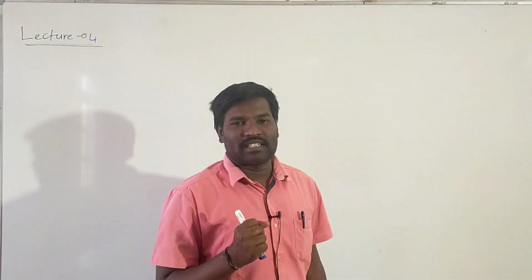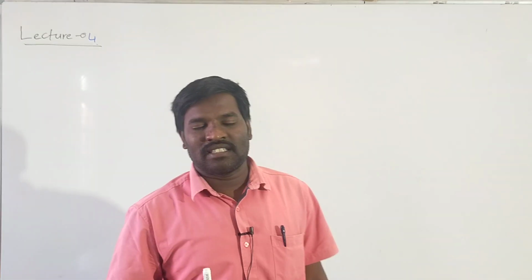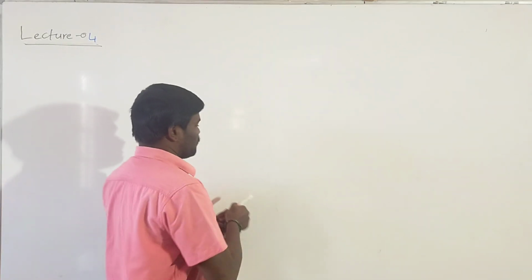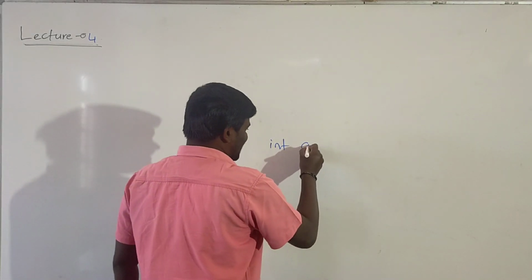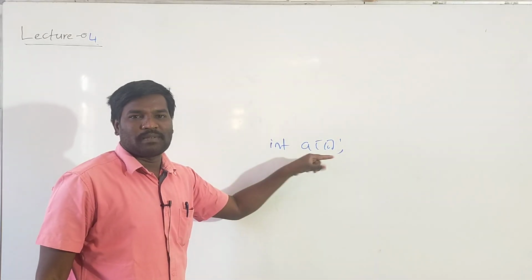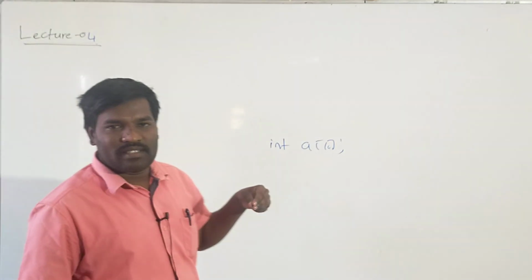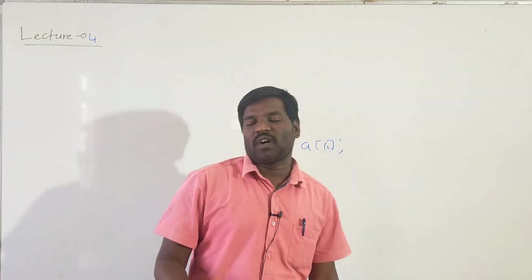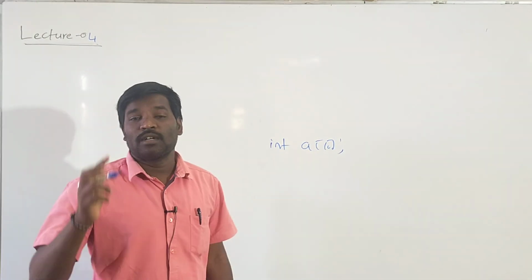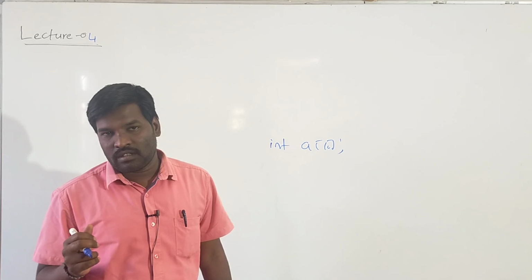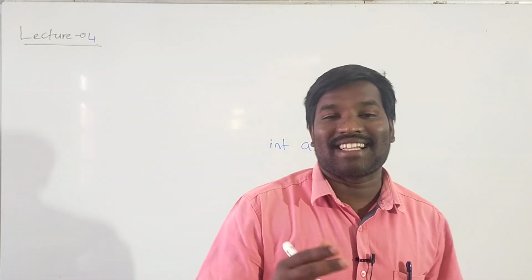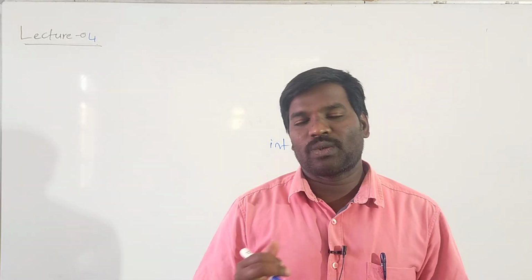Two-dimensional array means it is a collection of elements accessed using two subscripts. For example, if I declare int a of 10, here the number of subscripts is only 1. If you are writing a program or performing operations on a two-dimensional array, we compulsorily have to use two subscripts. The elements can be accessed using two subscripts or two indices. So that is the two-dimensional array.